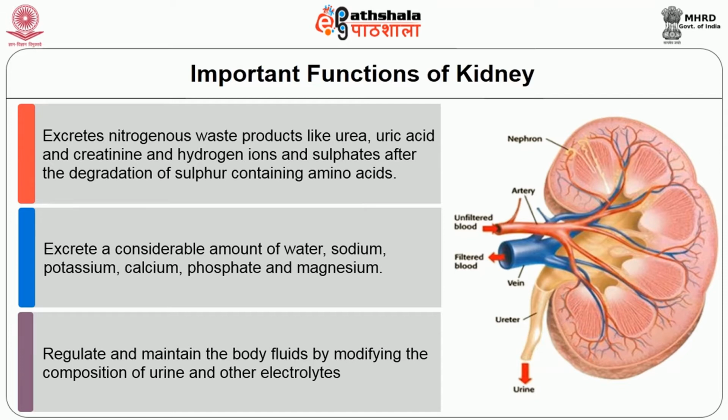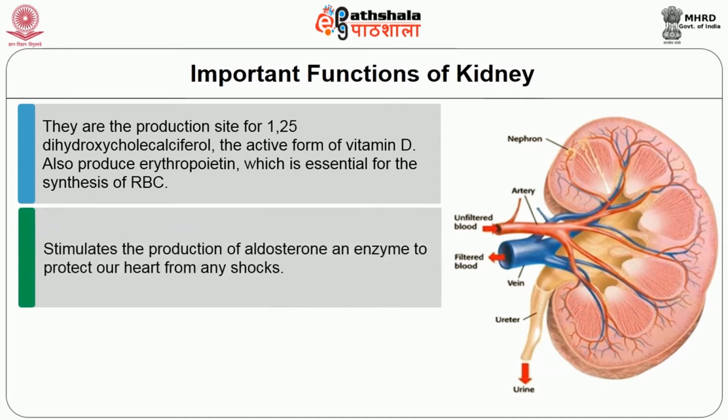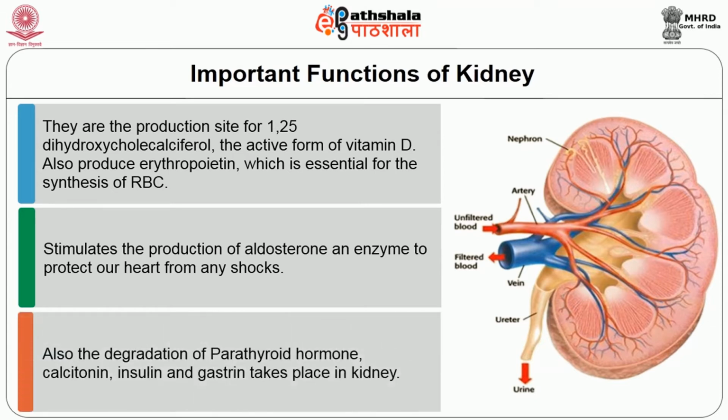You know, they are the production site of 1,2,5-dihydroxycholecalciferol, an active component of vitamin D. Kidney also produces erythropoietin, which is essential for the synthesis of RBC. Yes, you're right, the red blood cells. Kidney stimulates the production of aldosterone, an enzyme to protect our heart from any shocks. Also, the degradation of parathyroid hormones, calcitonin, insulin, and gastrin takes place in kidney.